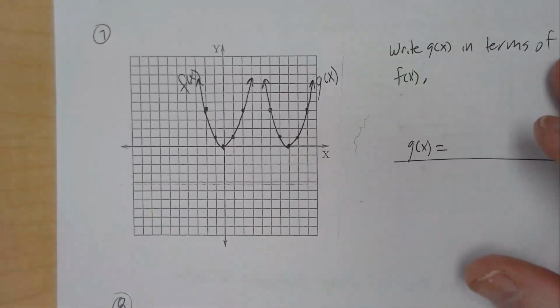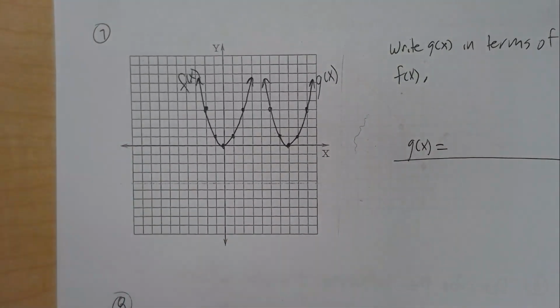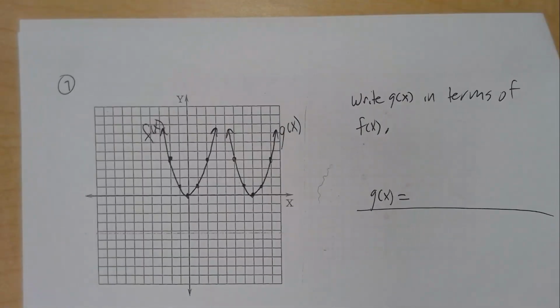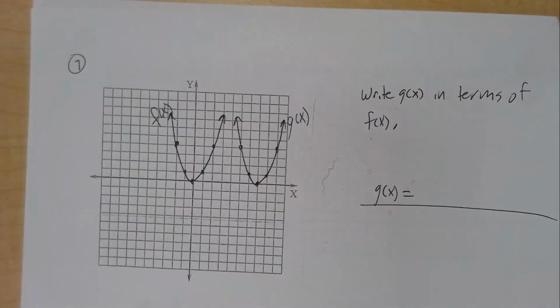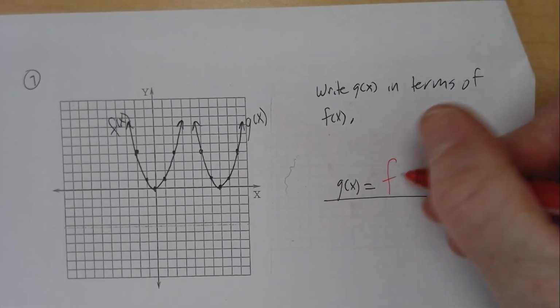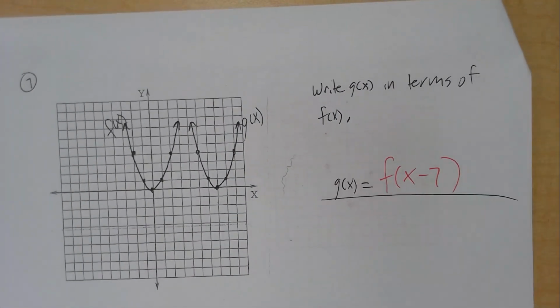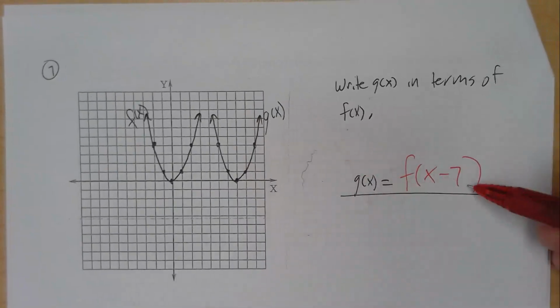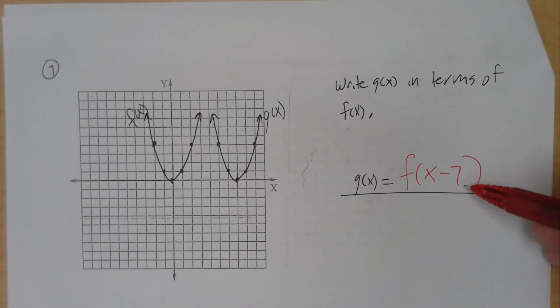Okay, continuing on, just writing out some equations here on this. So we're going to go 7 to the right, f of x minus 7. So it's 7 to the right, and that's going to be on the inside.